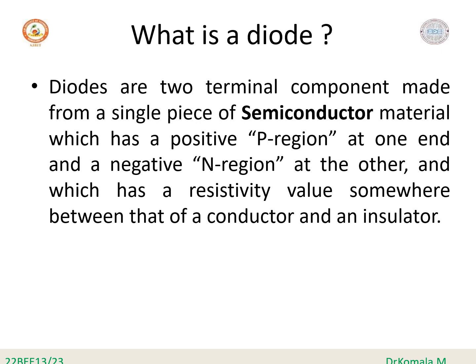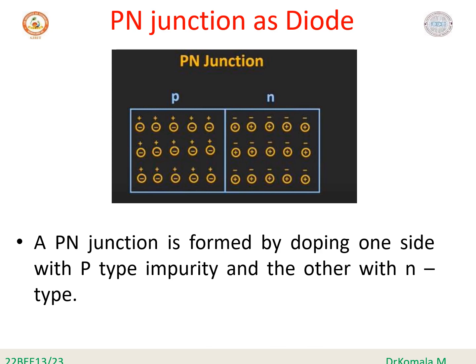The diode is a two-terminal component which is made from a single piece of semiconductor material, which has a positive P region at one end and a negative N region at the other end, and which has a resistivity value somewhere between that of a conductor and an insulator. So this is how a PN junction diode looks. There is a P type semiconductor material and an N type semiconductor material, where this is the junction which is formed between the P and N type.